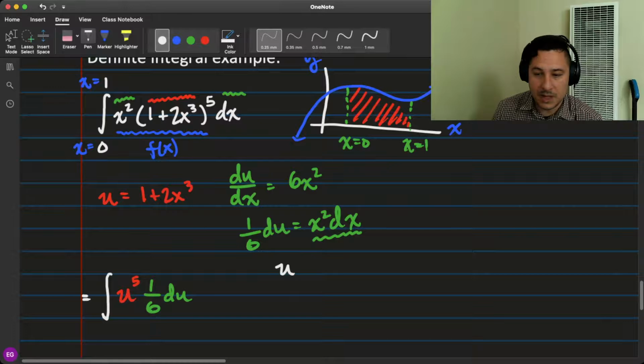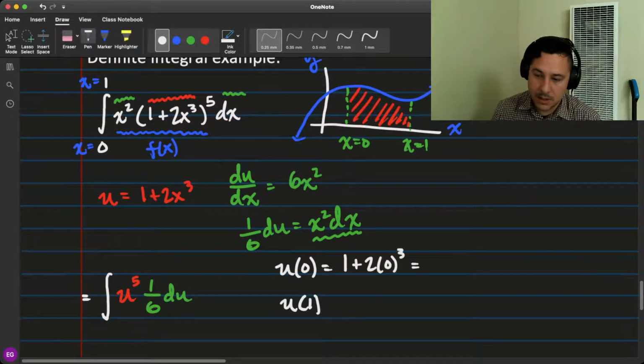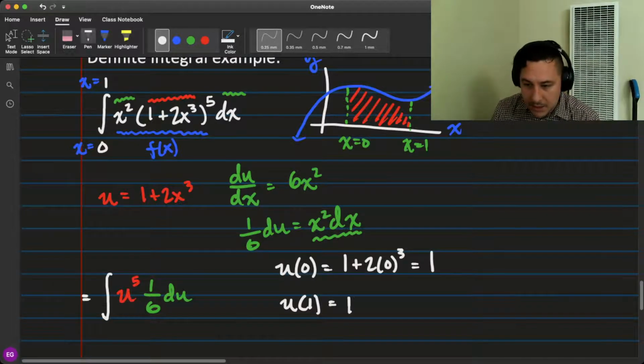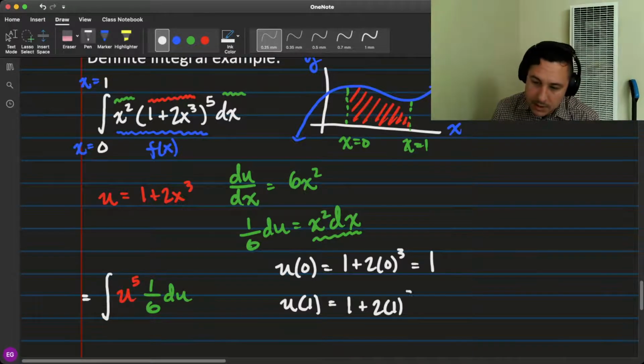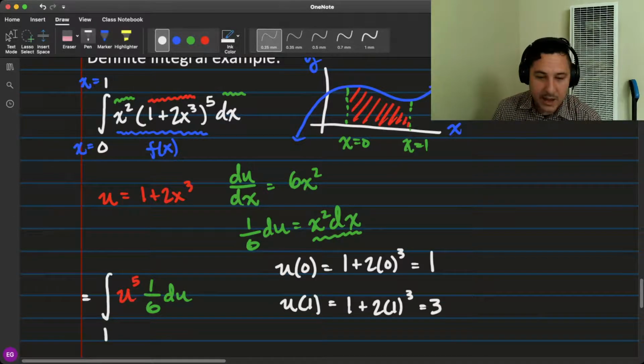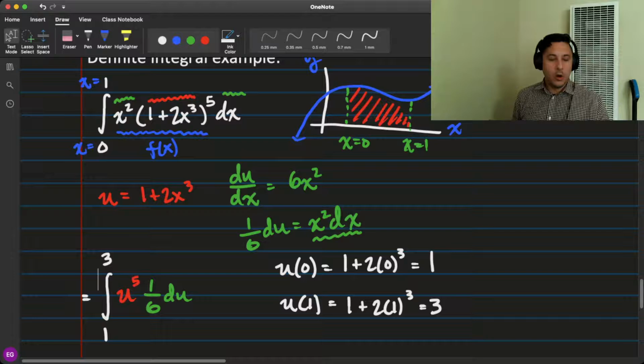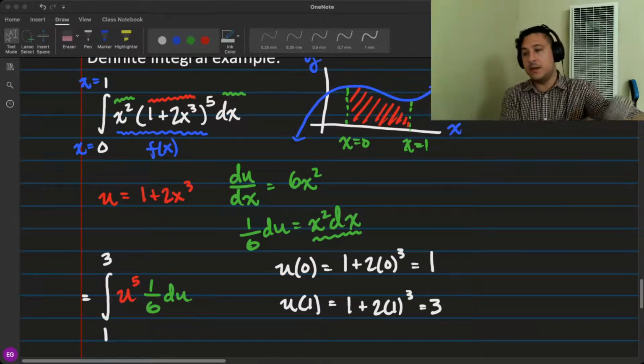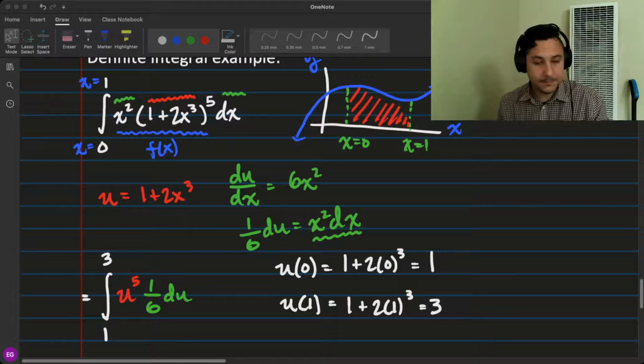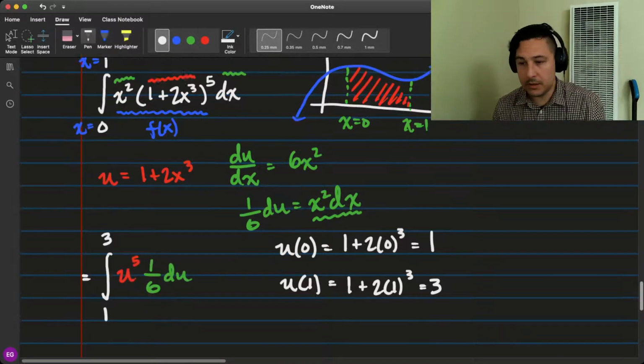So what do you get if you plug 0 into u, and what do you get if you plug 1 into u? Well, you're going to get 1 plus 2 times 0 cubed, which is just 1. And you'll get 1 plus 2 times 1 cubed, which is 3. So my new bounds are 1 to 3. So do you see how I had to plug the old numbers, which were x values, into the formula to translate them to u values?